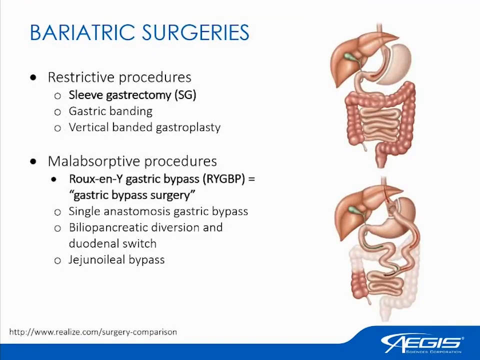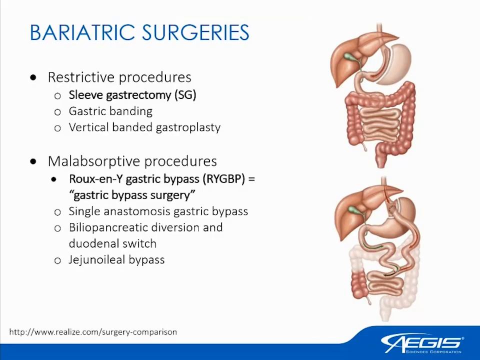On this slide, I've listed all of the bariatric surgeries that are available within the United States, and I have highlighted and bolded here the two that we're going to review today. These are the two most common procedures that are performed in the United States. So you have restrictive procedures and malabsorptive procedures. The most common restrictive procedure by far is a sleeve gastrectomy.